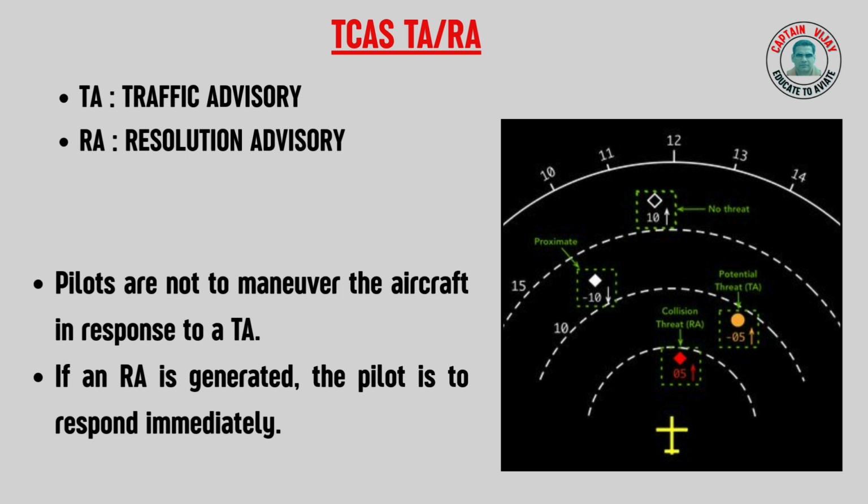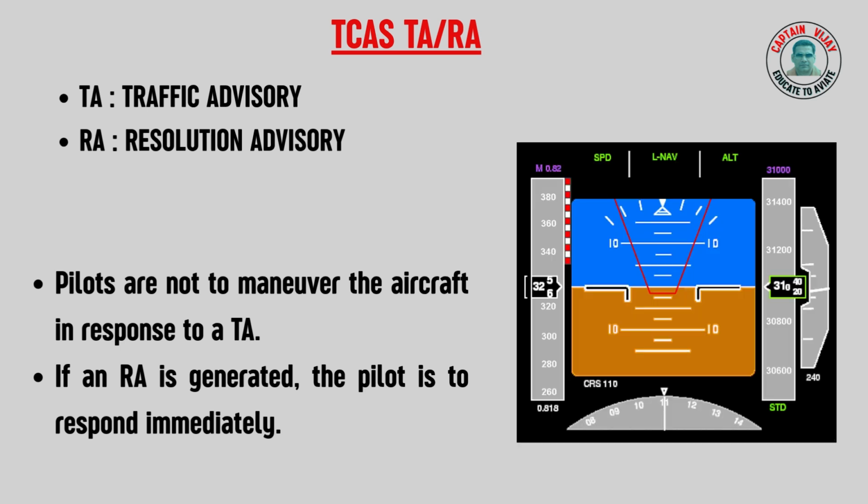Types of TCAS alert. TCAS generates alerts consisting of traffic advisory and resolution advisory, short named TA and RA respectively. TA commands are given by audio sound of "traffic". Pilots are supposed to look visually for nearby traffic, but no maneuver is to be done in response to a traffic advisory. However, if an RA is generated, RA commands are given by audio sound of "climb" or "descend". The pilot is to respond immediately by climbing or descending as commanded by the RA.